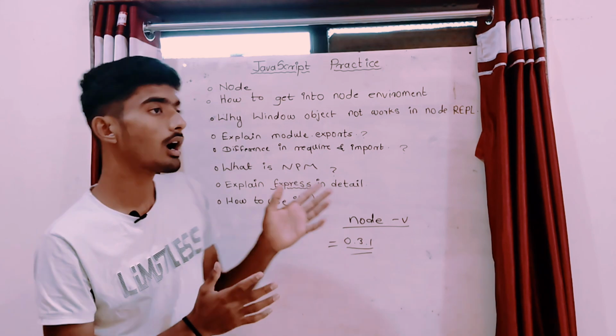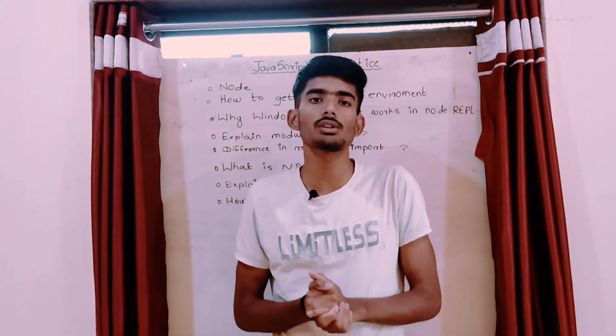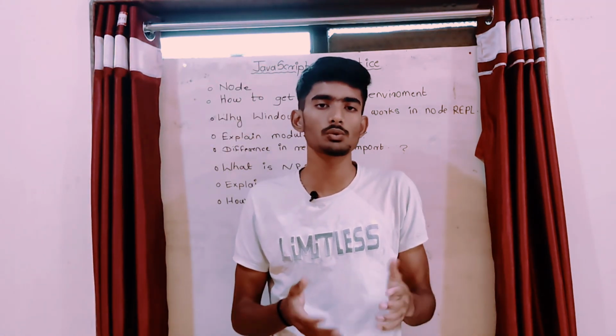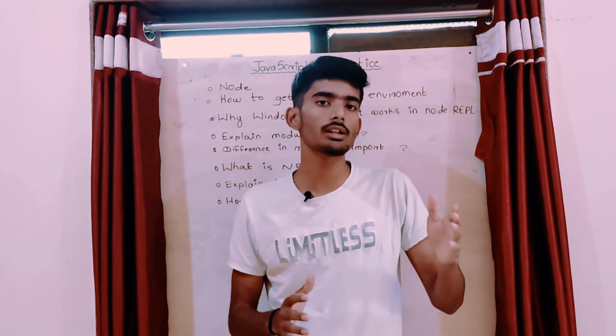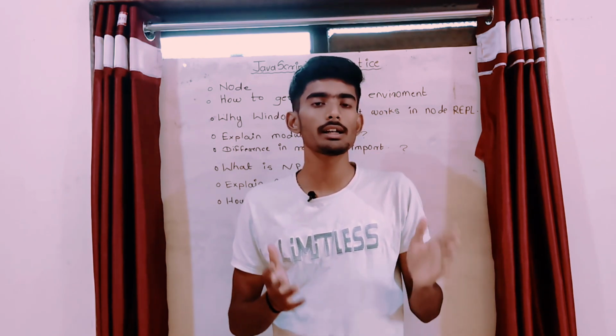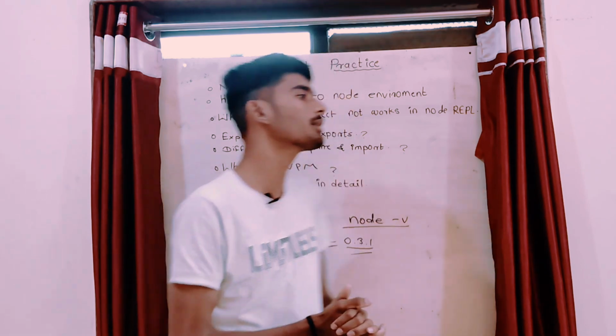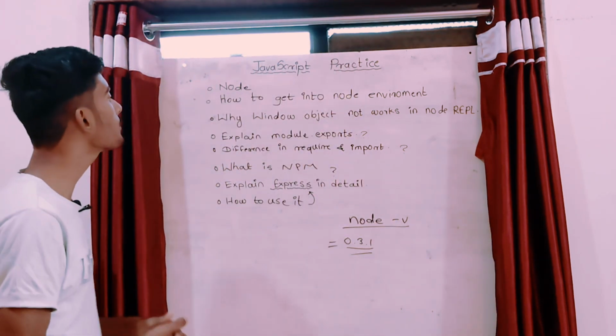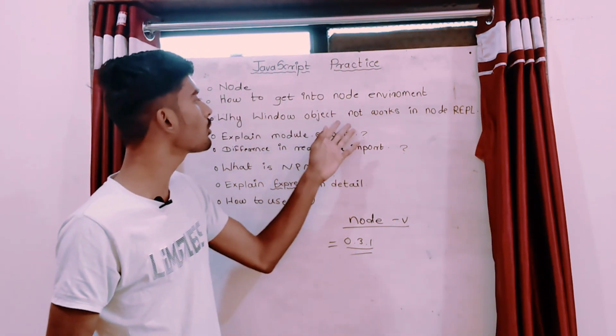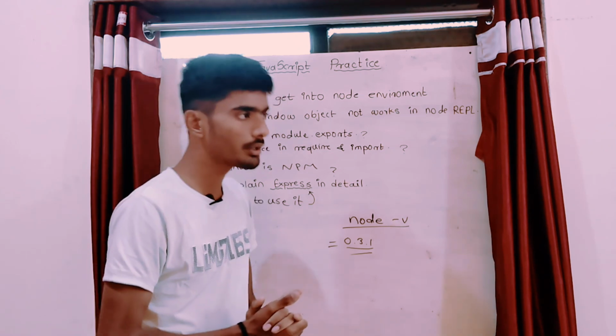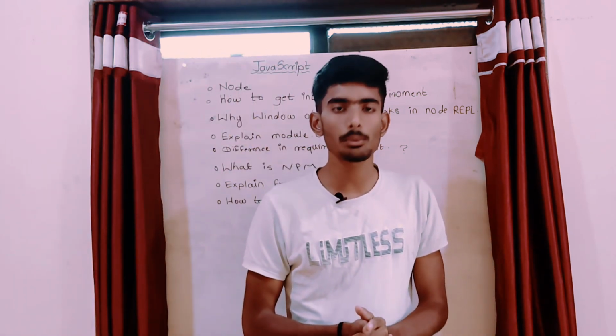So how can we check that our JavaScript code is running or not? You can write some calculations there, like 3+1 or 2+1, and if it returns the calculation, it means our JavaScript has run successfully, meaning our Node environment has been created. After that, what we are going to discuss is why the window object does not work in Node REPL.